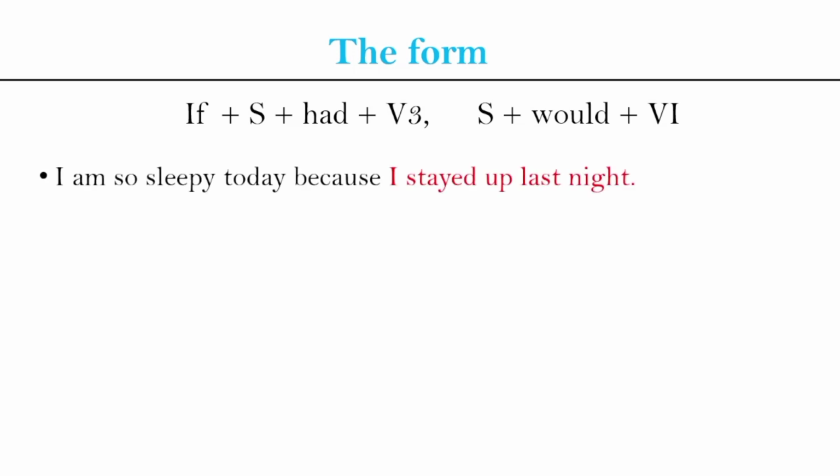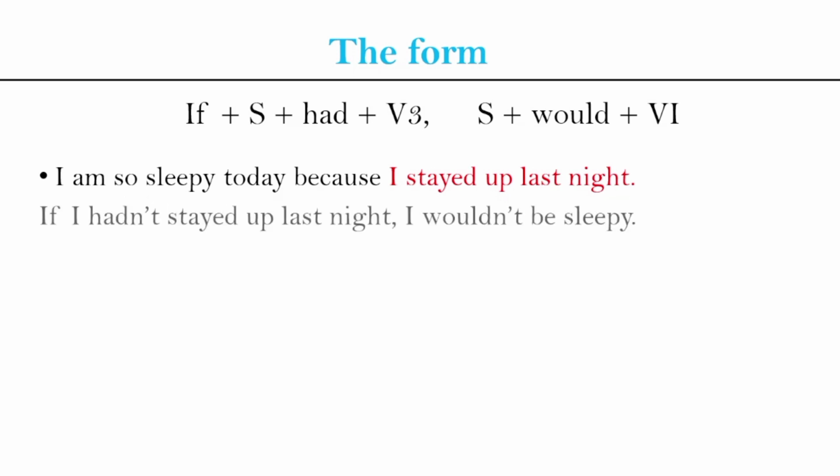Let's look at more examples. I'm so sleepy today because I stayed up last night. So here we have an action in the past: I stayed up last night, and staying up last night affects today's situation. So I'm sleepy today. Let's form a mixed conditional sentence: if I hadn't stayed up last night, I wouldn't be sleepy. If plus subject plus hadn't plus verb 3, stay up last night, and subject plus wouldn't plus verb 1, be sleepy. So this is the conditional sentence.